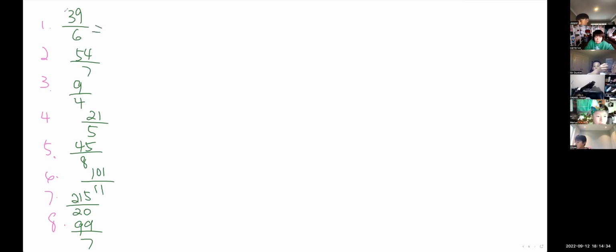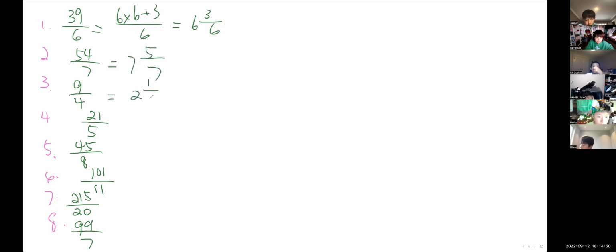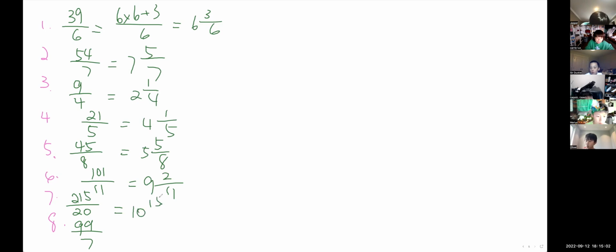Okay, everybody, let's take a look at this one. If you want to know 39 has how many 6, you just go through the multiplication of 6, right? So it's 6 times 6 plus 3 over 6. So it's 6 and 3 over 6. And 7 and 5 over 7, and a 2 and a 1 over 4, and a 4 and a 1 over 5, and 5 and a 5 over 8, and 9 and a 2 over 11, and a 10 and a 15 over 20. And this one's a little bit complicated, and 1 over 7.